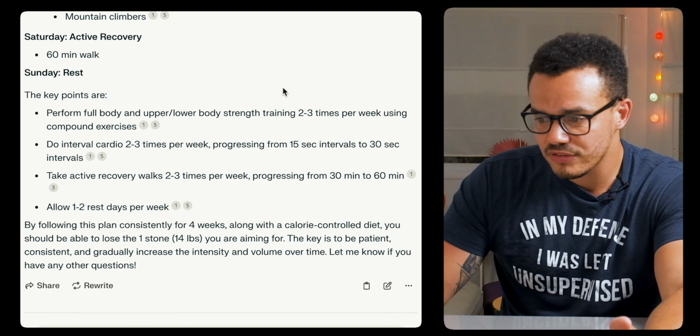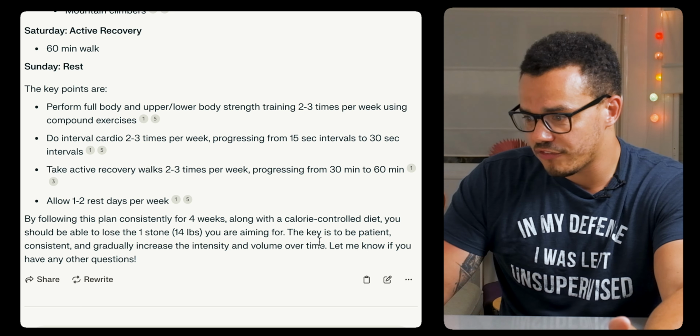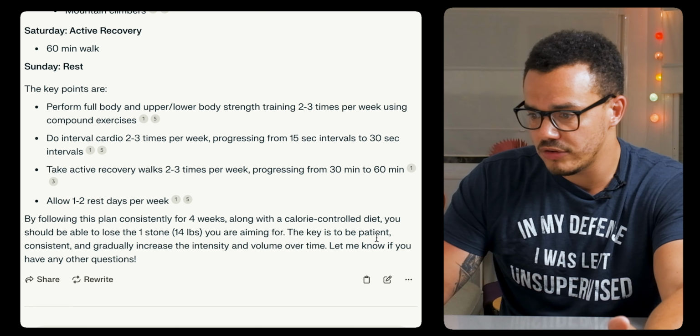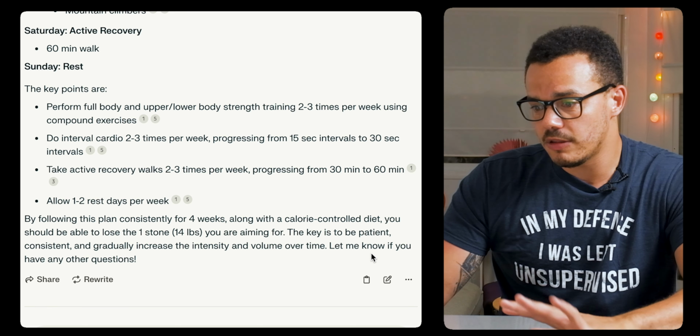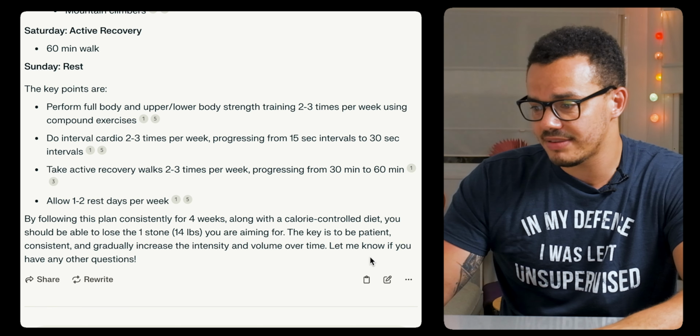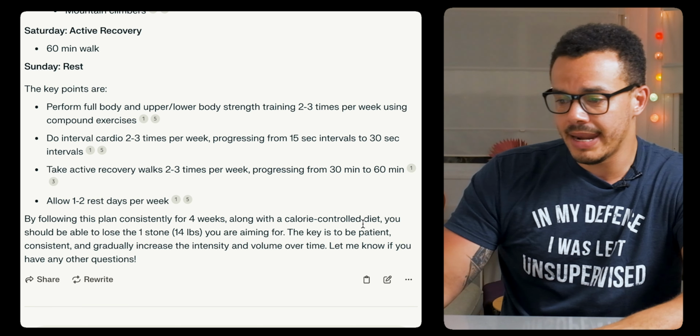Saturday, Sunday, rest. And then by following this plan for 4 weeks, along with a calorie controlled diet, you should be able to lose the 1 stone, 14 pounds you're aiming for. The key is to be patient, consistent, and gradually increase the intensity with volume over time. And then, yeah, that's it. So again, that is a much better answer than what it first gave off the single prompt.